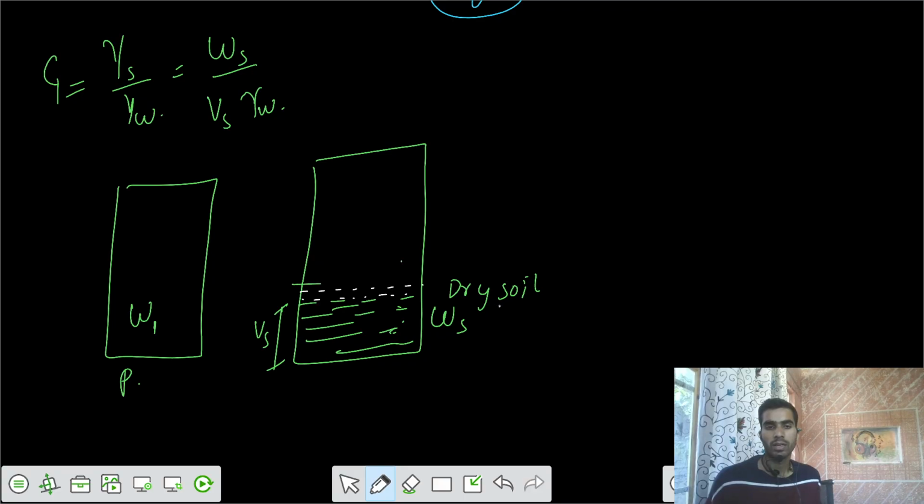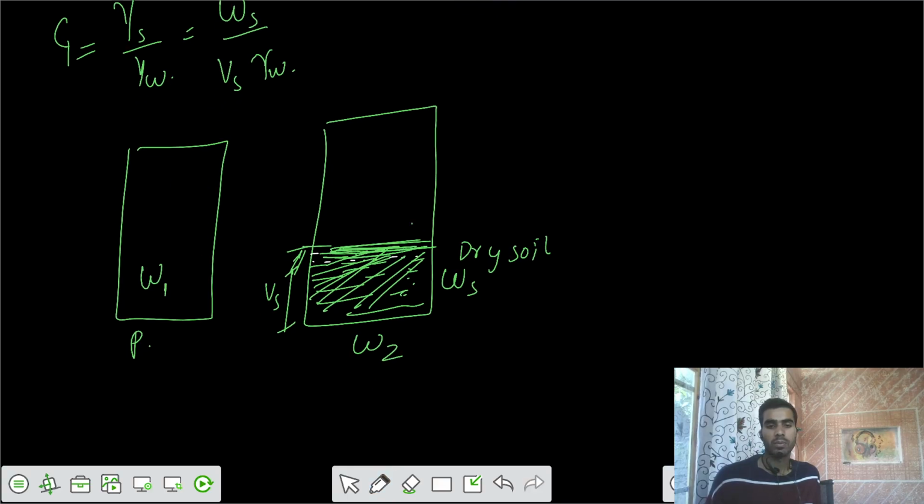So I would say there is only dry soil. Only this part is only dry soil. Let's say this is only dry soil. Okay, and we can measure the total weight, that is W2.